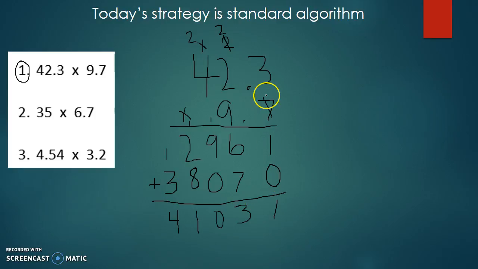Once I'm done adding, I want to figure out where does my decimal point go. So right here, my first factor, I have one digit to the right of my decimal point. My second factor, I have one digit to the right of my decimal point. I'm going to add those together. 1 plus 1 is 2. So that means I need to have 2 digits in my product behind the decimal point. So I have 1, 2 digits, decimal point. So my final product for 42 3/10 times 9 7/10 is 410 and 31 hundredths.